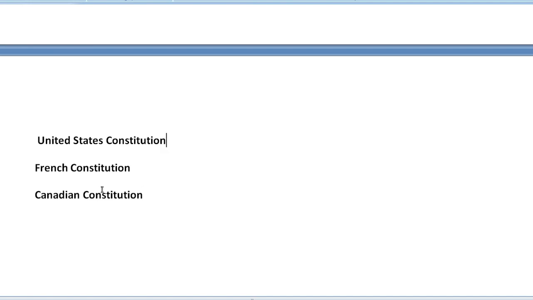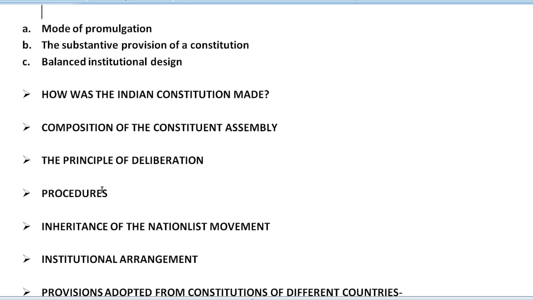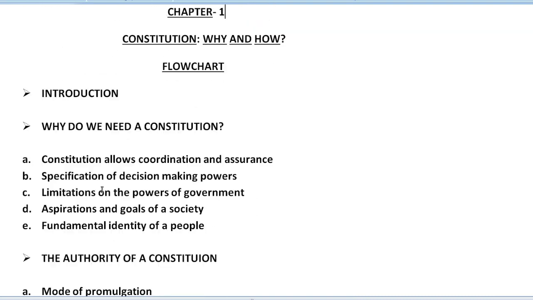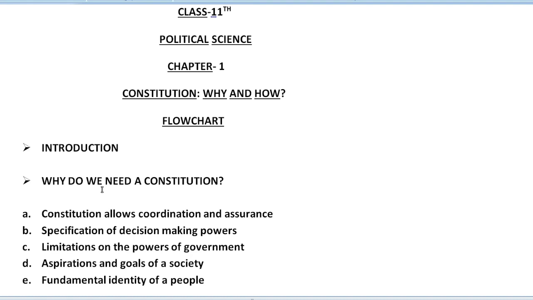constitutions. So this is the whole flowchart of chapter 1 of political science class 11th, and chapter 1, its name is Constitution, Why and How. So the main thing which we have to read in this chapter is related to our constitution. So of course by reading all this we are going to get the knowledge about our constitution, why and how the constitution was formed, what is the need of this constitution, how actually the constitution works, and what kind of institutions we have which are working under this. So all these important topics we are going to discuss under this.